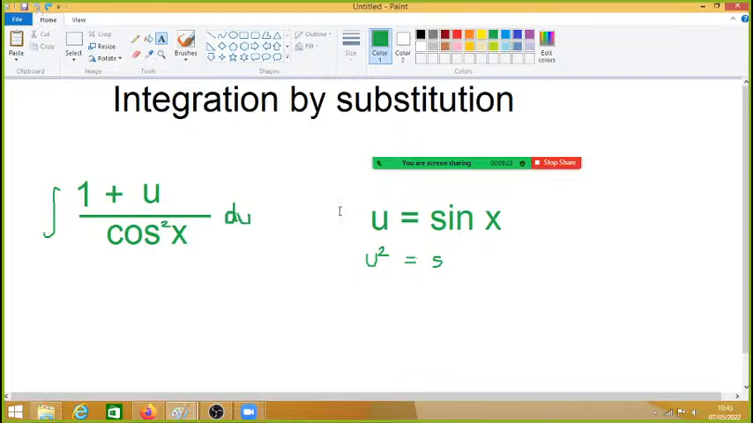So we're in this position here. We've swapped the sine x that was at the top for the u, and we've also differentiated and swapped the dx for a du. But now we're in this position where we've got cos squared x on the bottom. So how did we get rid of the cos squared x and replace it with some kind of u expression? Just type it in a few words if you remember what we did.